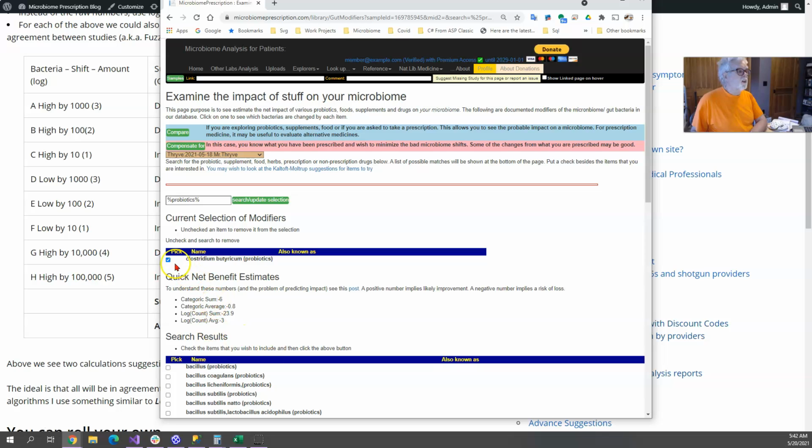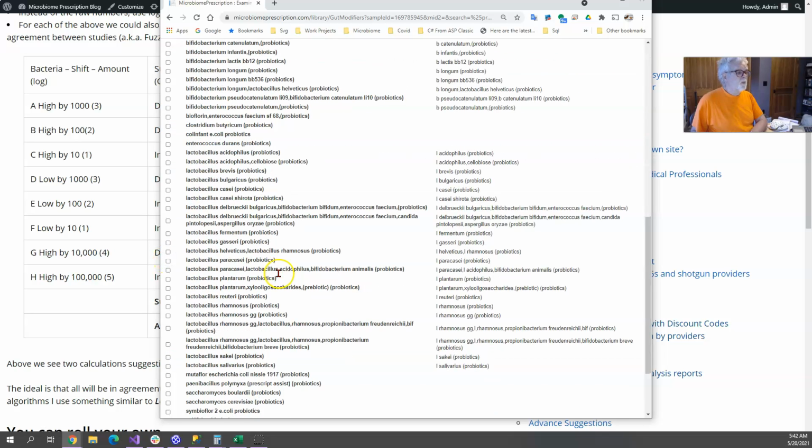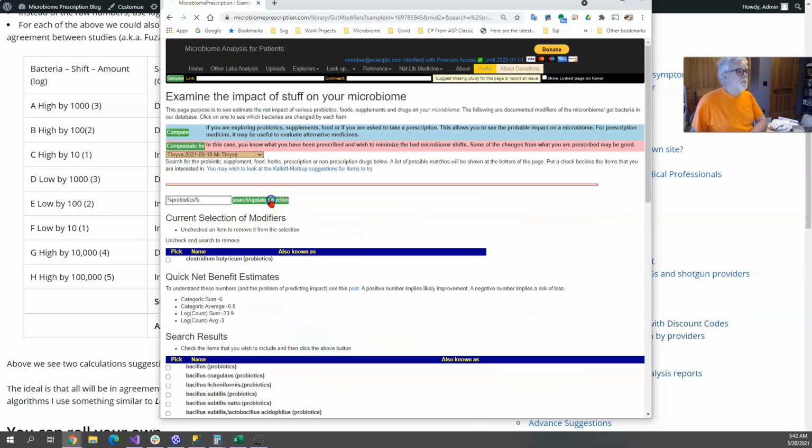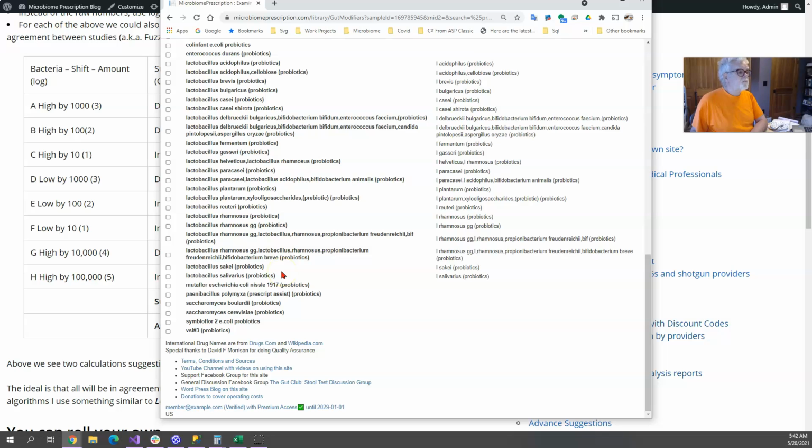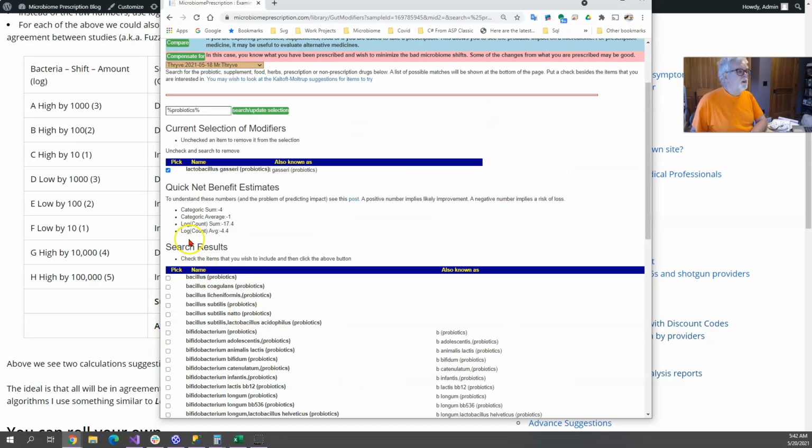We can go down and take another, different probiotic, and see what its impact is. And again, it's not particularly good. Let's take something like Symbol 2. Notice what I'm doing is I'm checking down, doing a search, checking below, doing an update.